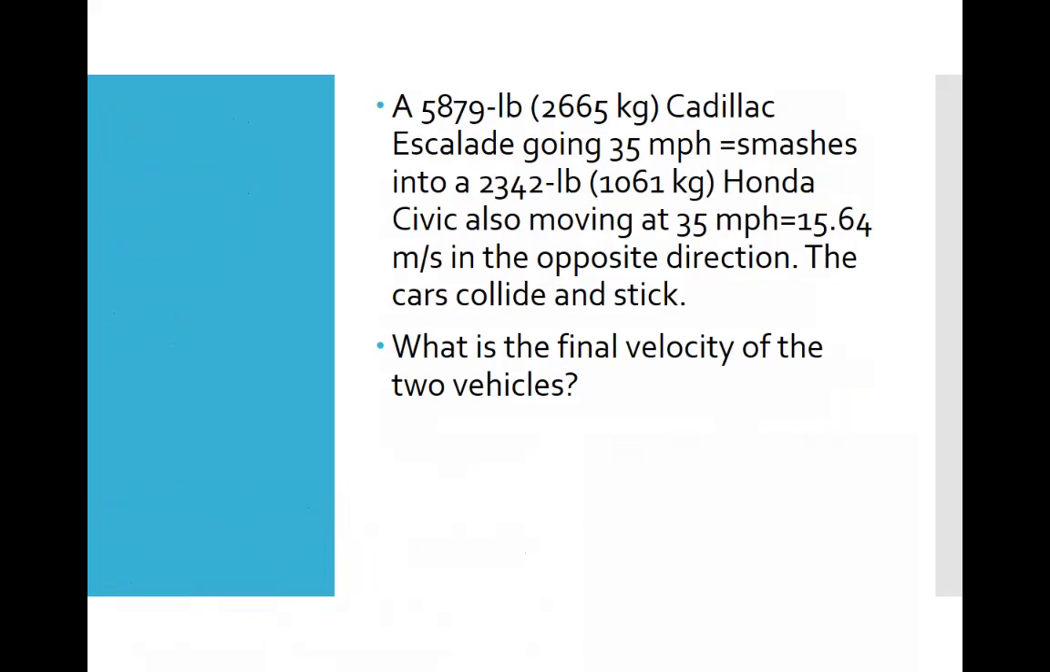We've got a 5879 pound or 2665 kilograms, use the kilogram number, Cadillac Escalade going 35 miles per hour. And it smashes into a 2342 pound or 1061 kilogram Honda Civic moving at 35 miles per hour. Also, this is 15.64 meters per second in the opposite direction. So they're coming head on into each other. The two cars collide and stick. What is the final velocity of the two vehicles? So pause the video here, go ahead and solve this problem, and then we'll go over the answer.